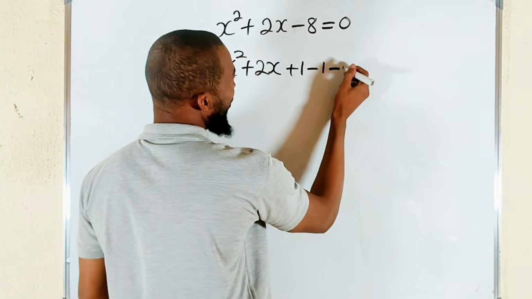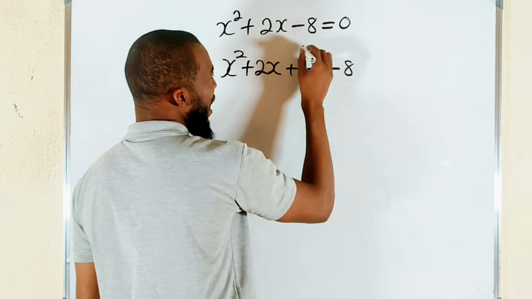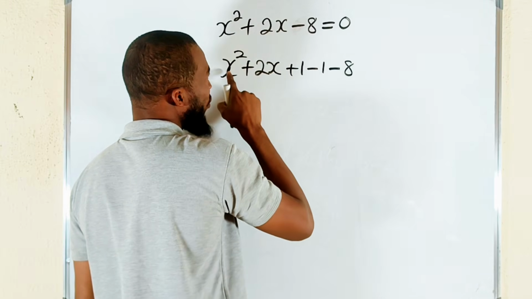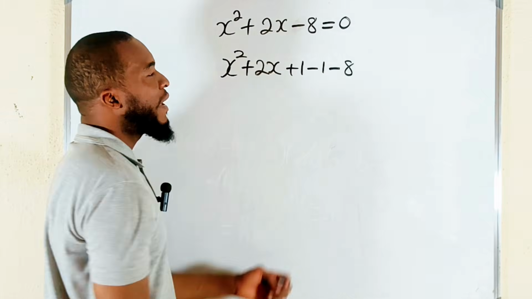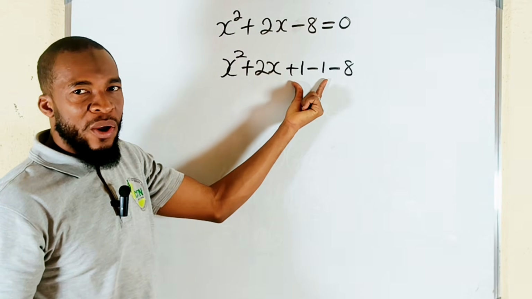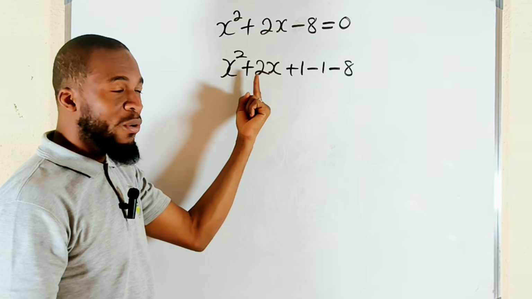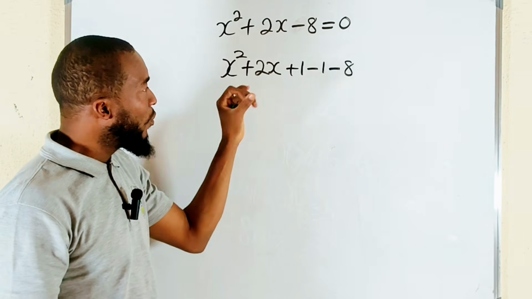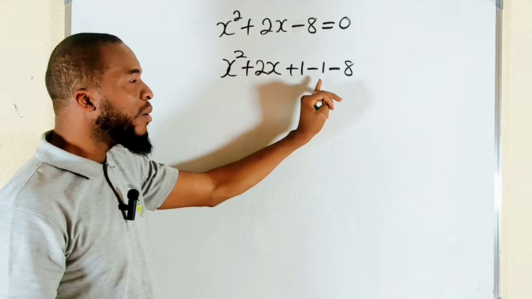But make sure you still have your number, which is minus 8. So this is the only thing I have added here. x squared is here, 2x is here, minus 8 is here. I only decided to add 1 and remove 1. And this 1, remember, it is from here. You take half the coefficient of x, which is half of 2, that is 1. Square that, that will give you 1. So add 1, remove 1.